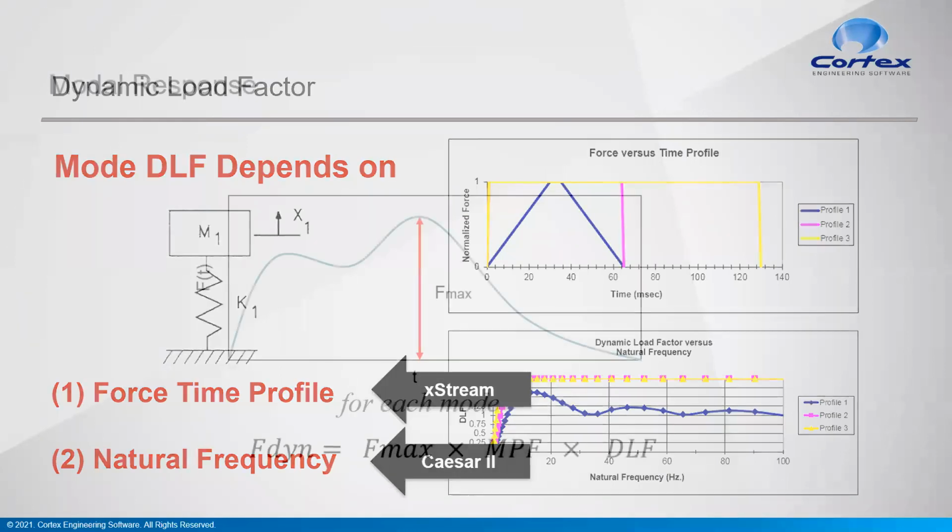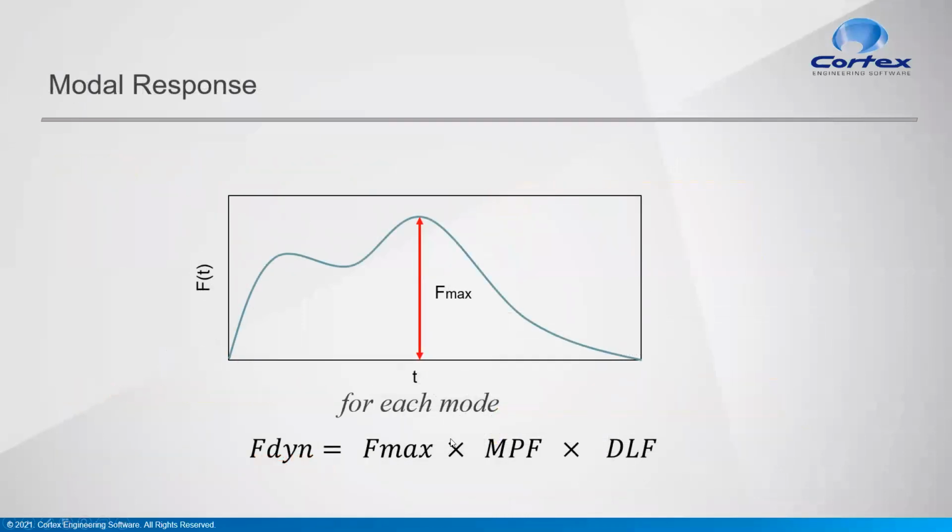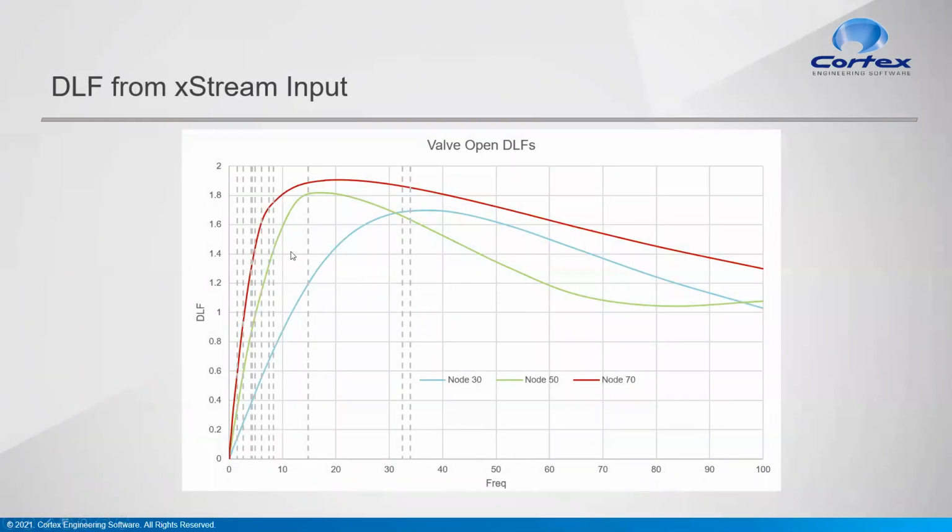And one last recap is the effective dynamic force is going to be equal to the maximum force in our pulse times the mode participation factor times the dynamic load factor. So that's for each independent mode. To illustrate that, let me show you this. This is a bit of a skip ahead to the dynamic load factors that Caesar2 will calculate for that input that we just generated from xStream.